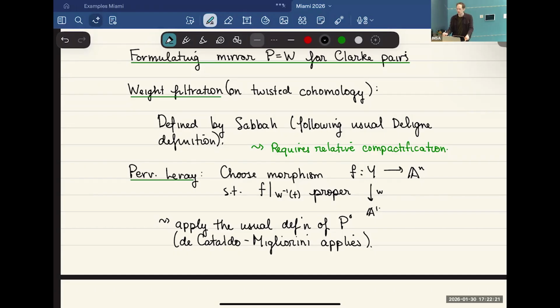Okay, so once you have this, you have a class of morphisms. There could be a bunch of different morphisms that give you this structure, but they should all give you the same filtration.